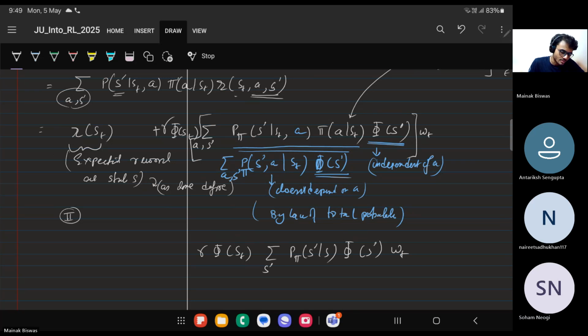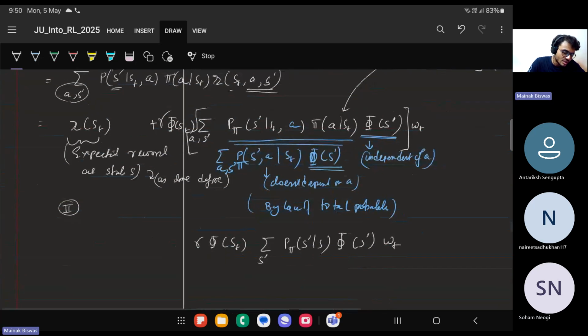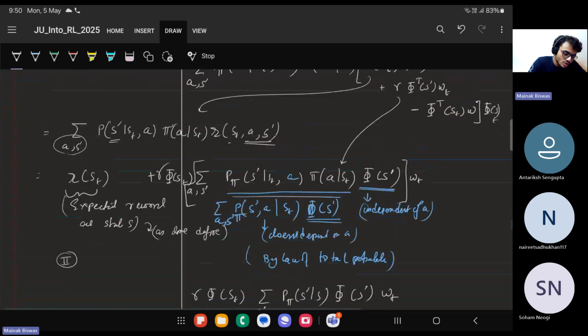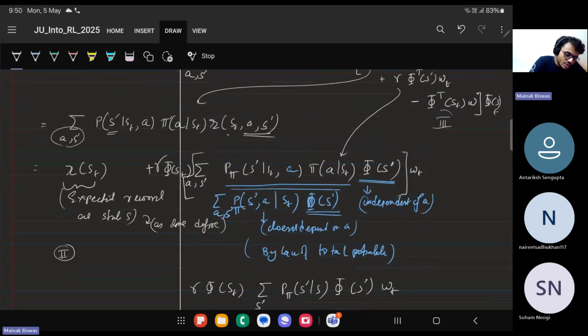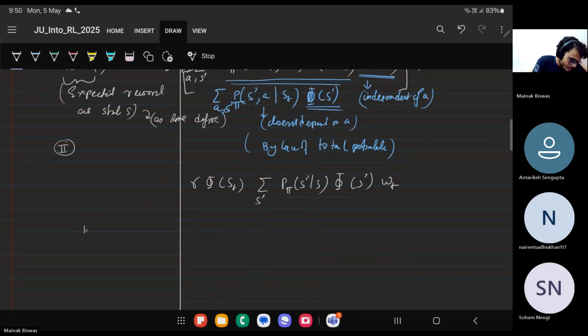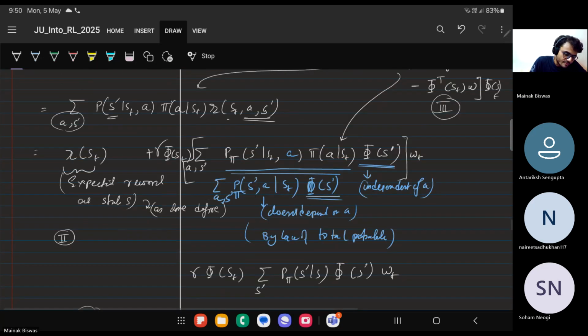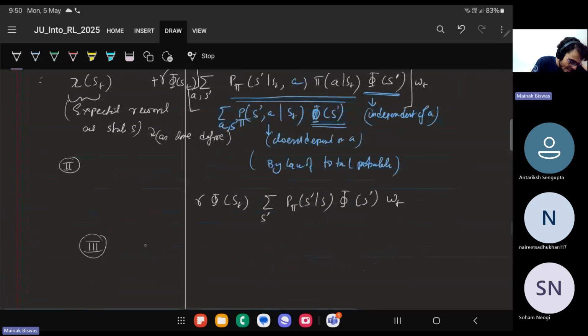Yes. So I just remove the A term by the law of total probability. Now, if you have understood this, tell me what will the third term be? Term 3. That is the same expected value over all actions and states.